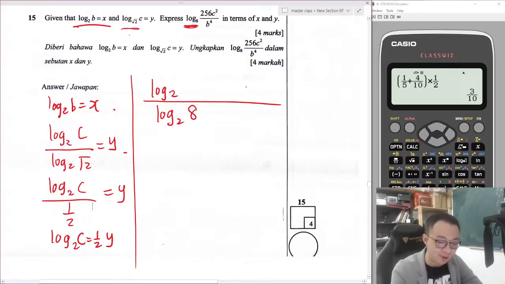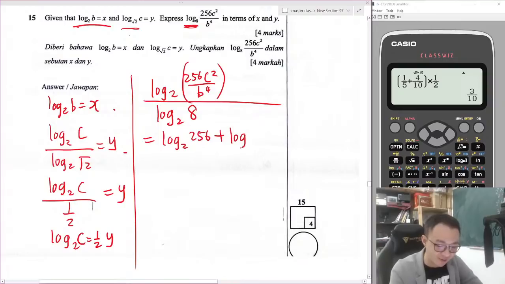Put it at the bottom. The top is basically 256c squared over b to the 4. Then what I want to do is separate them. Whatever multiplies I will do plus, whatever divides I will do minus.